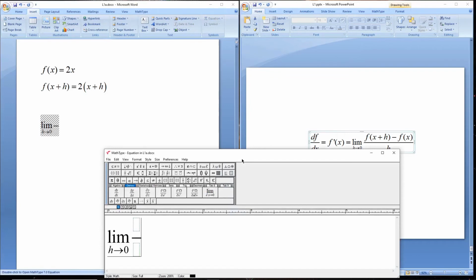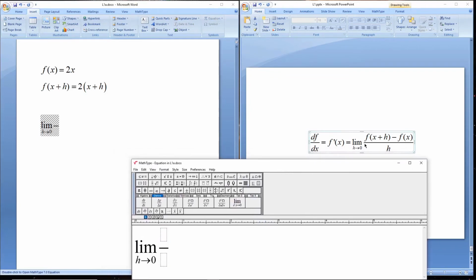So going back to the derivative, we have our f of x plus h, which is 2(x plus h). And then we subtract off the function, which is 2x. So we subtract that off. And that's all divided by h.